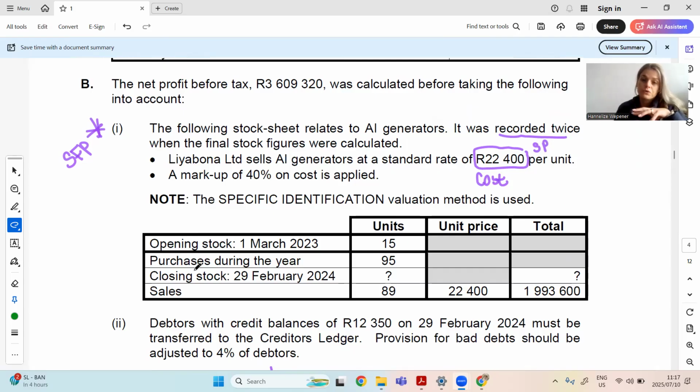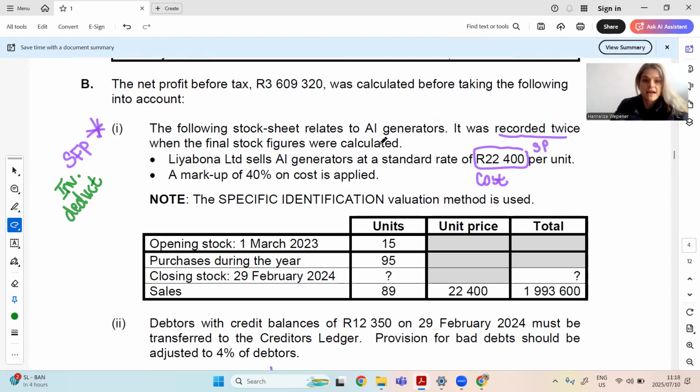So the first transaction, we already said in part one that this is definitely an SFP transaction or adjustment, because here we recorded this specific stock item twice when we calculated our final stock figures. Therefore, we have to go to the SFP, to our inventories, and we have to deduct the amount. The reason why we are deducting the amount is because we recorded this twice. So we need to remove the cost that has been recorded twice.